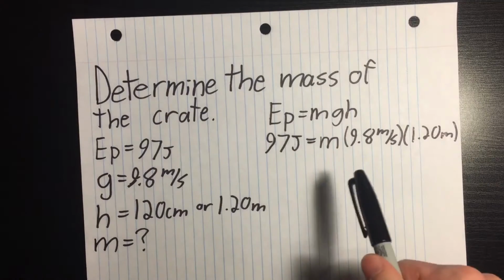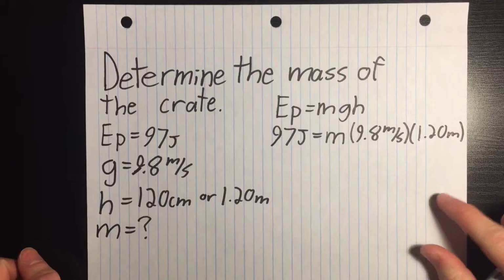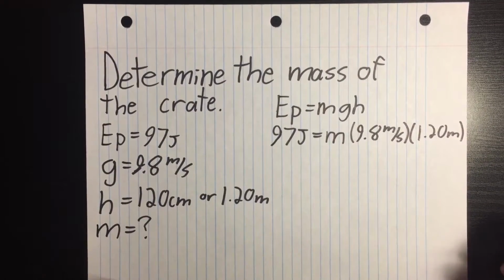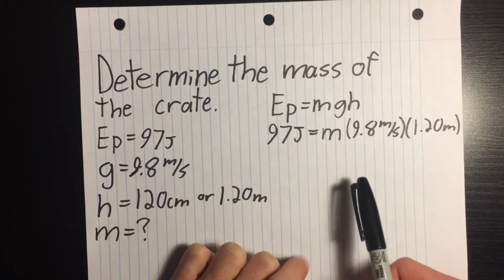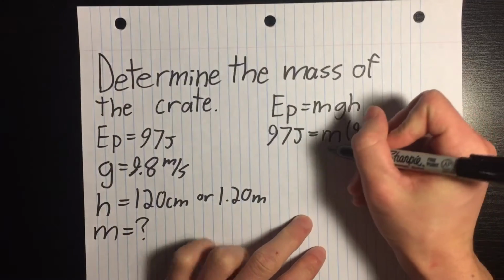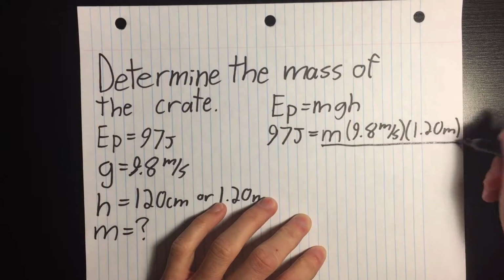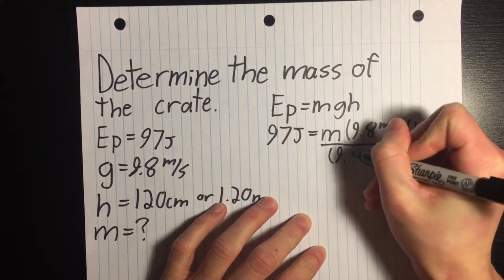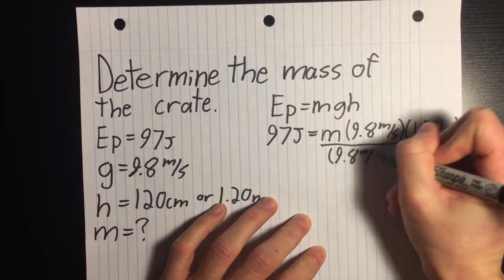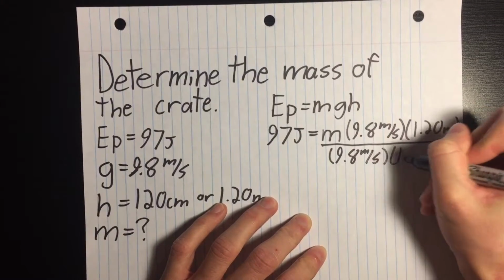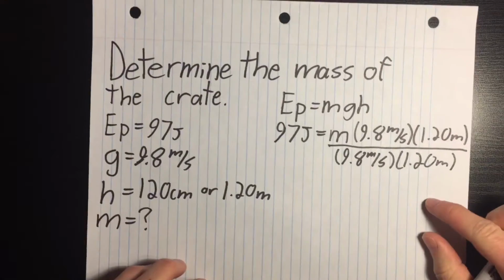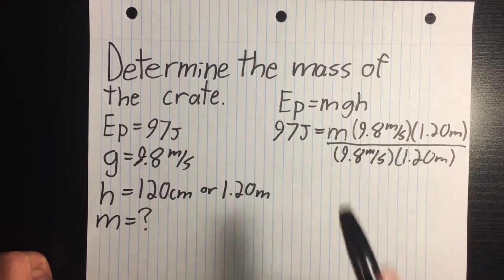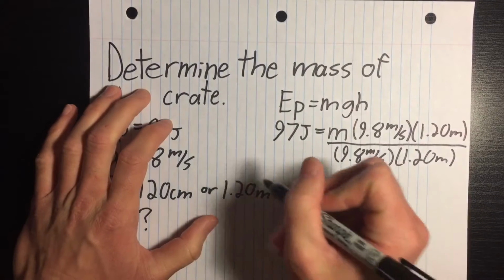Alright, so what we need to do to find out our mass is we need to get m by itself. And in order to do that, we're going to divide this side of the equation by 9.8 times 1.2. And what we do to one side of the equation, we do to the other. Nothing's changed.